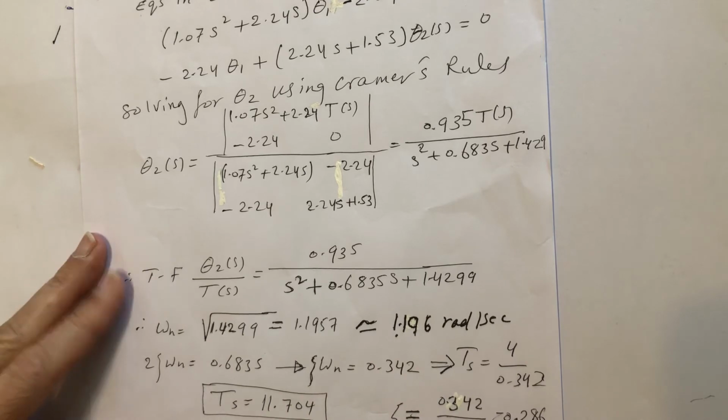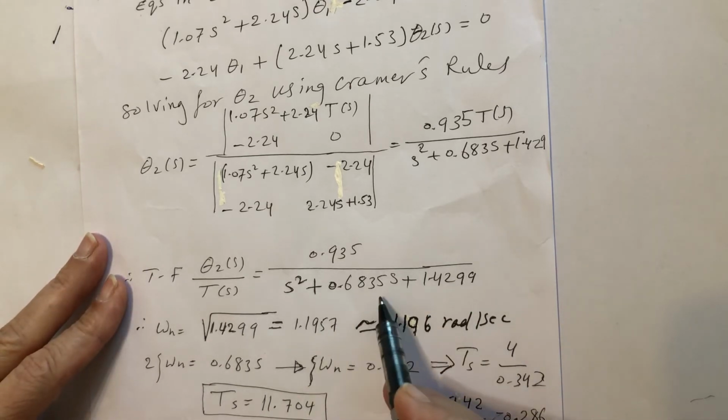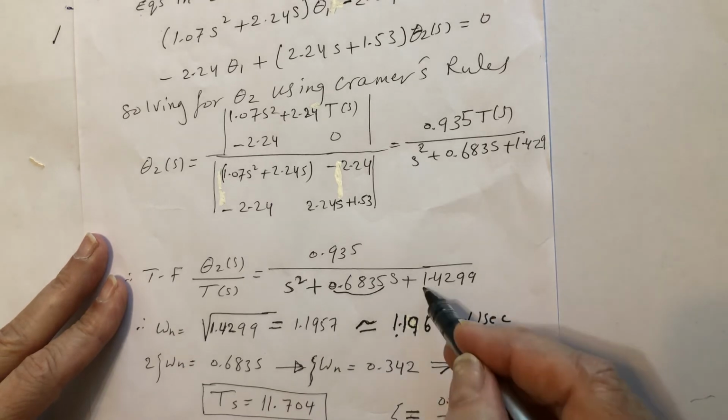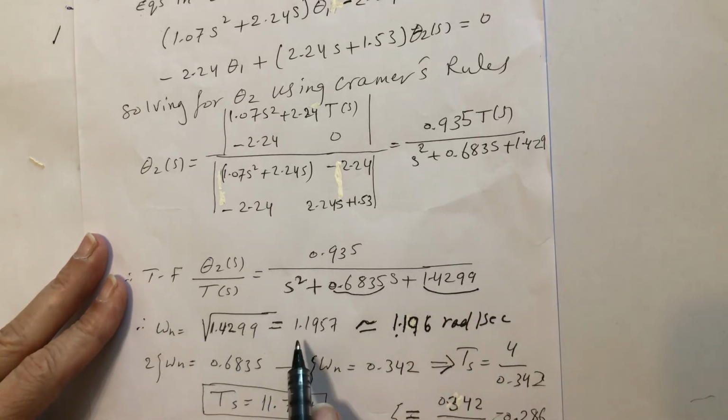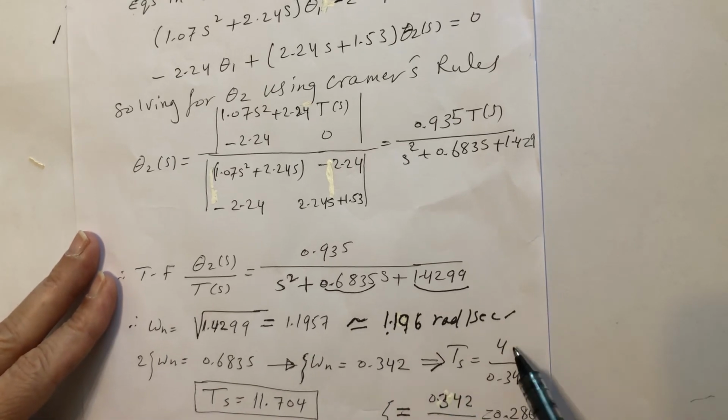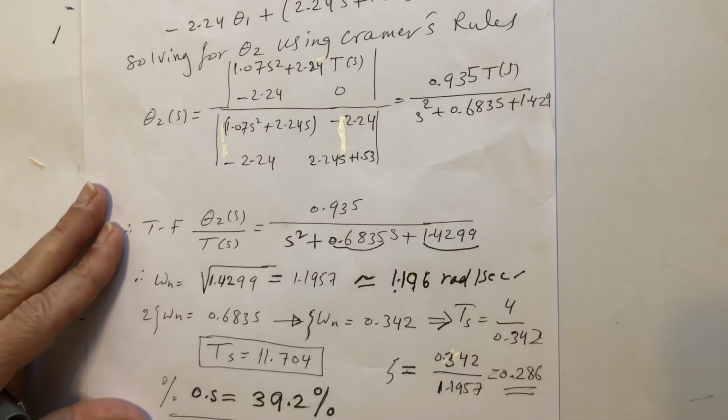Now from the denominator, you know that this is omega n squared, and this is 2 zeta omega n. So omega n equals 1.1954, and 2 zeta omega n is 0.6835. So zeta omega n, dividing by 2, will be 0.342. So the settling time equals 4 divided by 0.342, and the settling time will be 11.704.